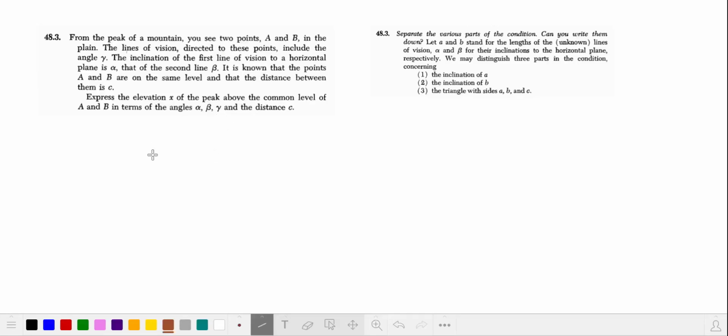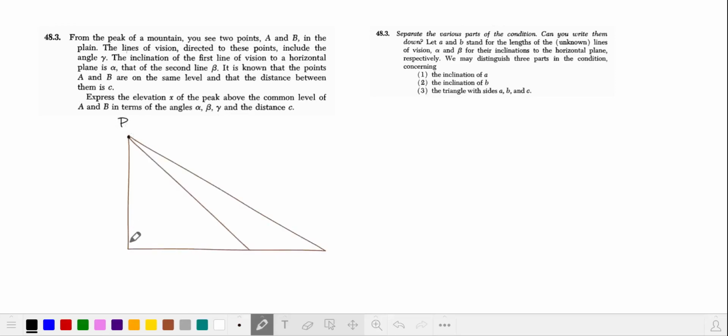Looks like we have a geometry problem with some angles, so there's probably going to be trig involved. The way I interpret this problem statement is we have the peak of the mountain here at the top of this right triangle, and then we'll call these points on the ground A and B. And it says the lines of vision directed at these points include the angle gamma. So I'm putting gamma over here as angle APB. And then the inclination to horizontal is alpha and beta, so I'm assuming they go here.